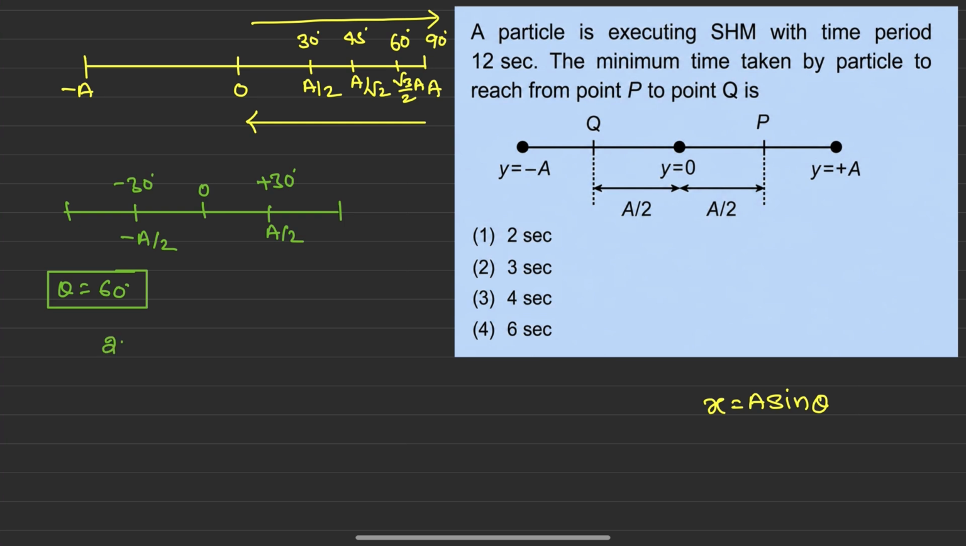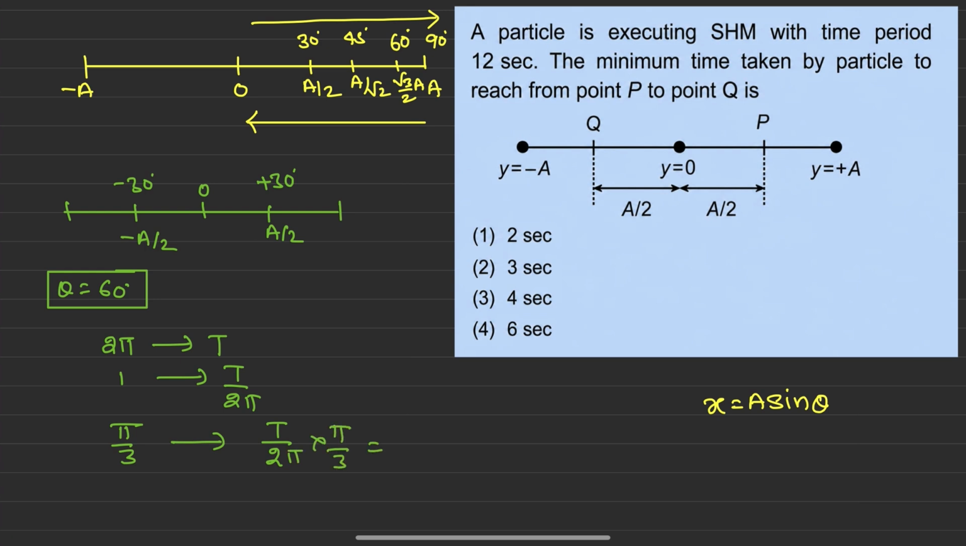You will say, sir, for covering a displacement of 2 pi, I will take T time period. So for unit angle, how much will it become? T divided by 2 pi. For 60 degree, 60 degree means what? Pi by 3 angle, how much time will it take? So it will become equal to what? T by 2 pi multiplied by pi by 3.